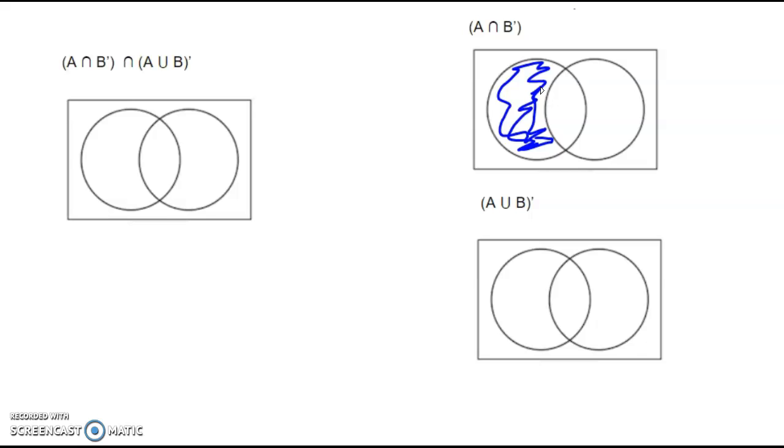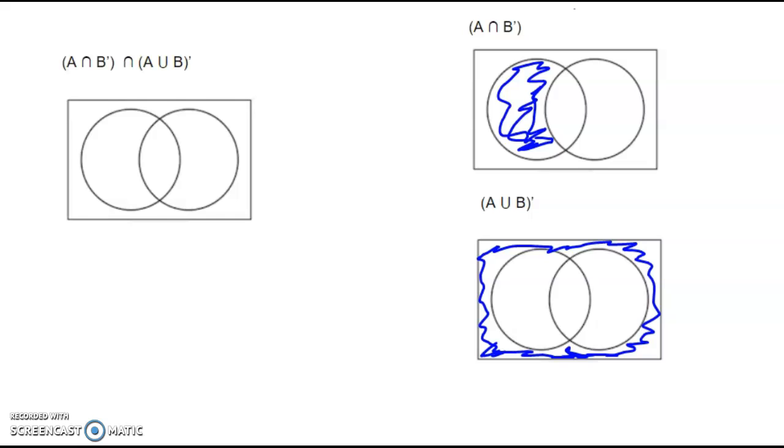And now we're going to do A union B prime, which is everything outside of where A union B is. And this one's fairly easy because we're not going to shade anywhere. Because where do they share? And what spaces do they share? They don't share anywhere. So we're actually finished with this one.